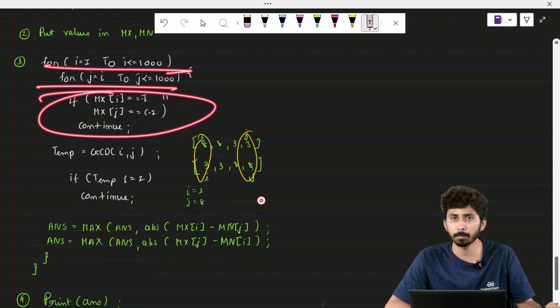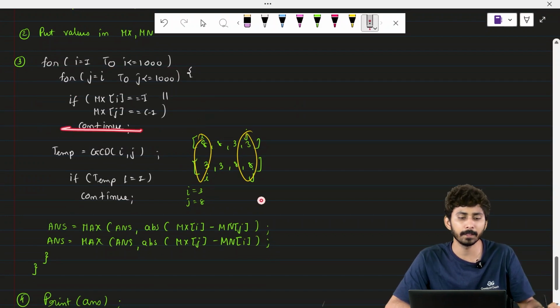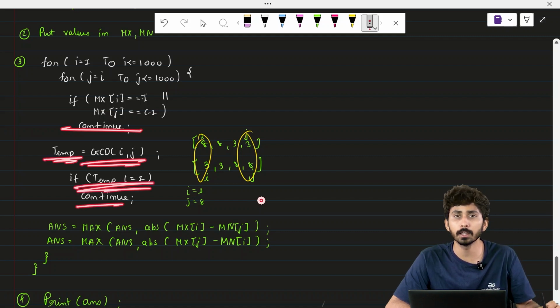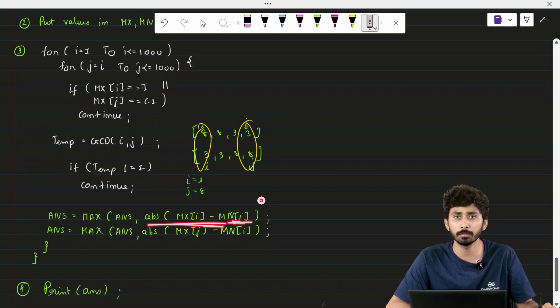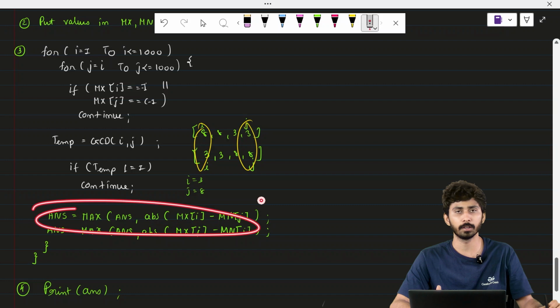If the element is not present inside the array, then continue. If the element is present, then are they co-prime? Yes, if they are co-prime, then the value will be equivalent to 1. If they are co-prime, then take these two values: maximum of i, minimum of j, or maximum of j, minimum of i. And this is the logic of it.